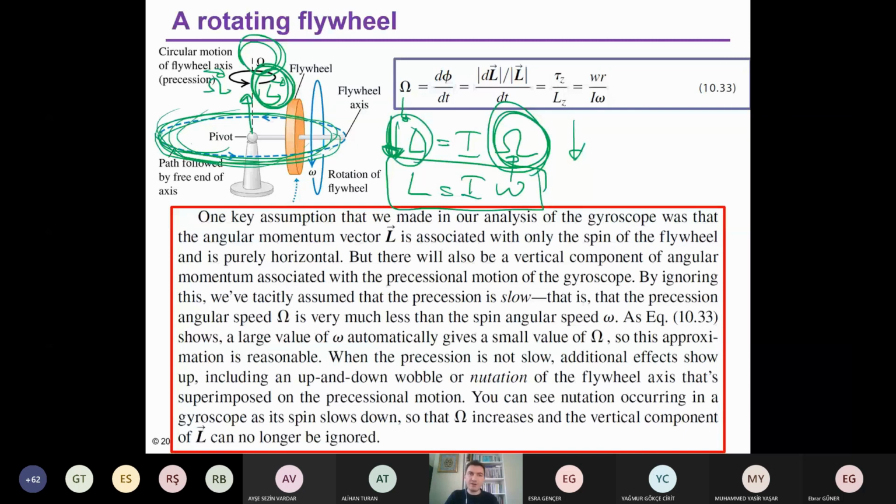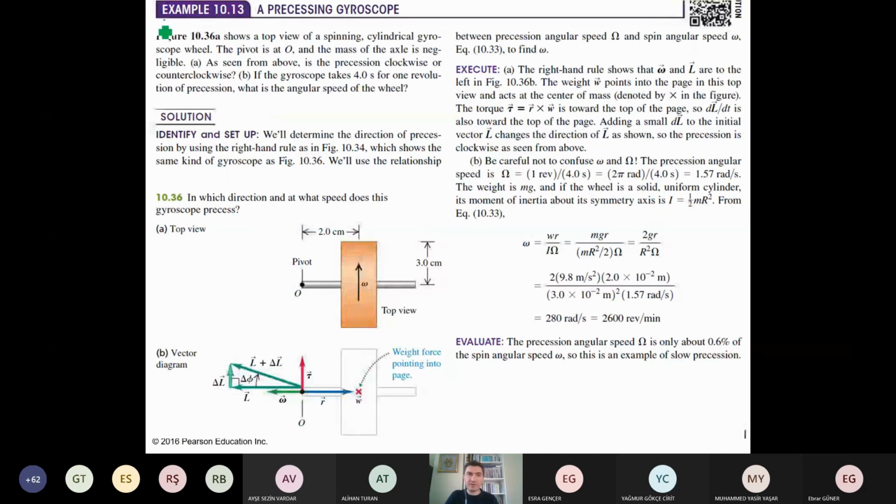So now let me finish this chapter with example 10.13, a precessing gyroscope. So look at the question, listen carefully, and you can easily understand, I hope. So here in this figure, figure A, we are looking at this picture.